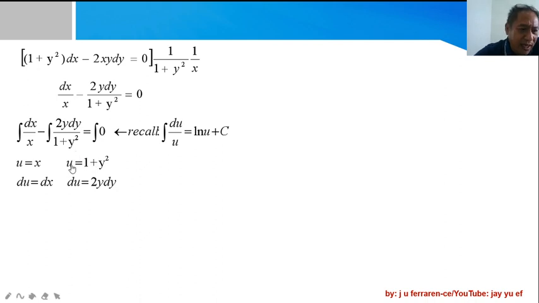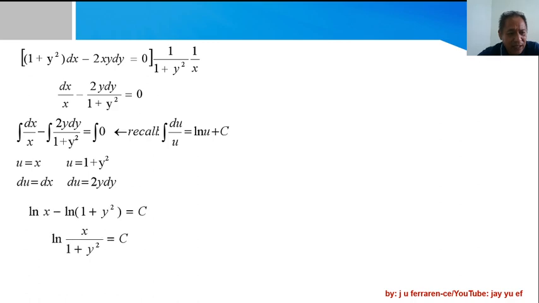And this is, again, following a formula like this. So we have u and a du. So I'll be using the same formula for both. So we have ln u. So ln x minus the ln of y, 1 plus y squared. So just put 1 c because the integral of 0 is c. So for the constant in every term there, we just put one arbitrary constant at the right side.